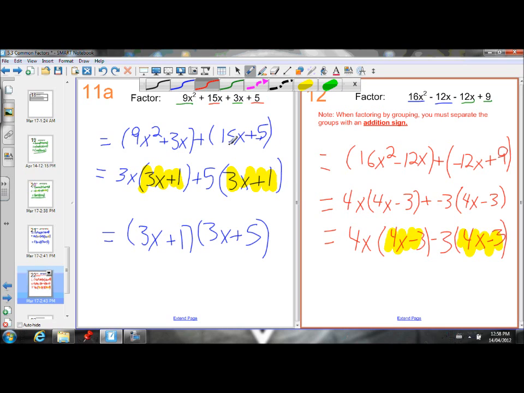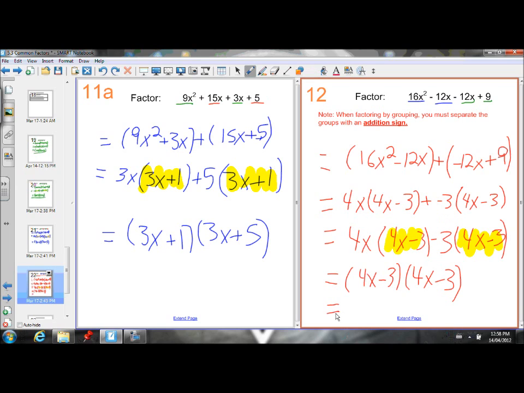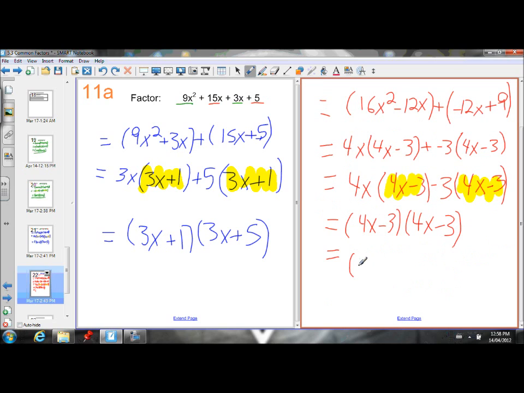So if we take out the 4x minus 3, what I'm going to be left with is 4x minus 3 actually. So I took out the 4x minus 3, those canceled, and what I'm left with is 4x minus 3. I can simplify this further. I can write this as 4x minus 3 squared. I have 4x minus 3 times 4x minus 3, something times itself. So I have 4x minus 3 squared. So in fact, I'm left with a perfect square trinomial.